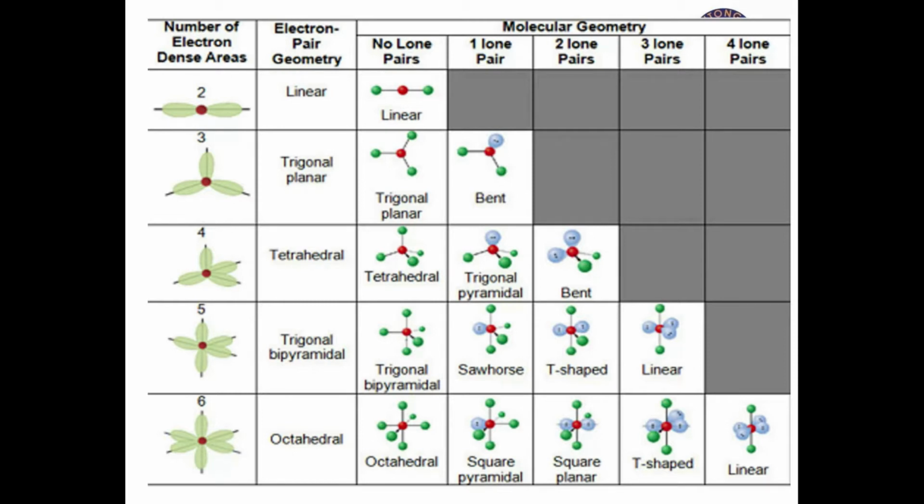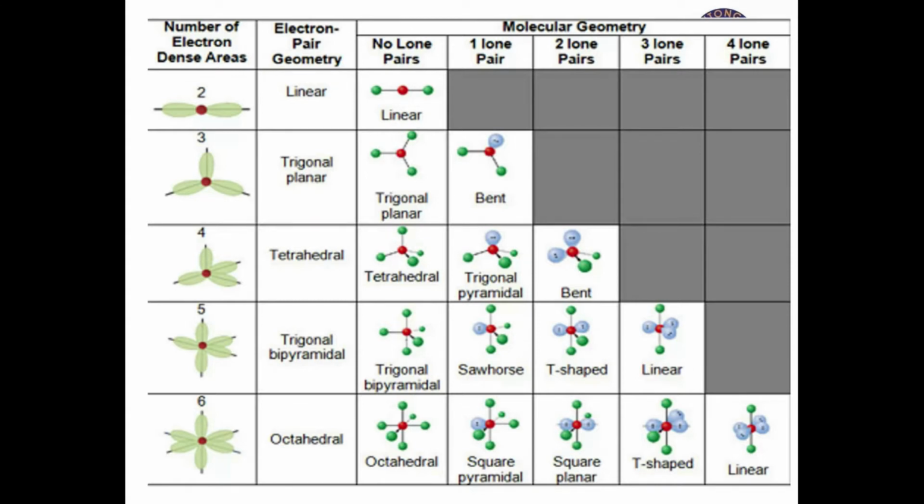But if the electron dense area is 3, then electron pair geometry will be trigonal planar. And if there is one lone pair in this molecule, then the geometry will be bent. But if there is no lone pair, the molecular geometry will be the same as electron pair geometry. Next, if the number of electron areas is 4, then the electron pair geometry will be tetrahedral. With no lone pairs, molecular geometry is also tetrahedral. But if there is one lone pair present, the molecular geometry will be trigonal pyramidal. And if there are two lone pairs, then the molecular geometry will be bent.